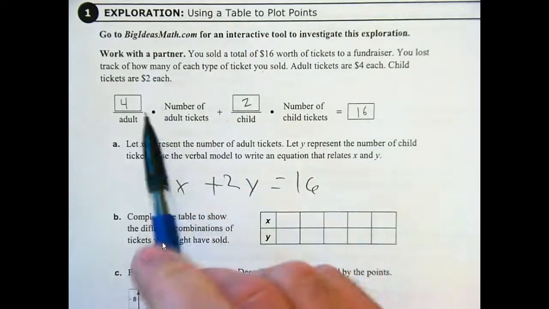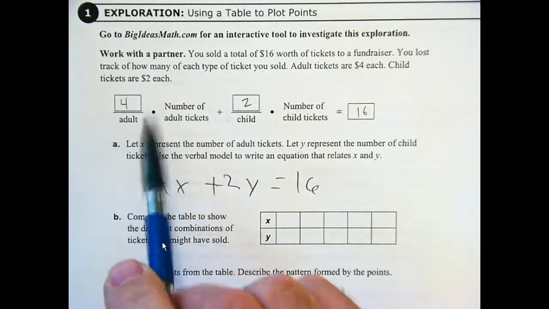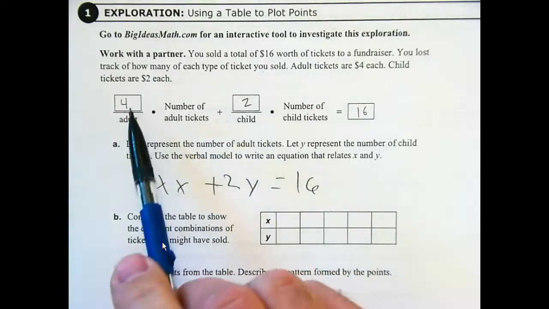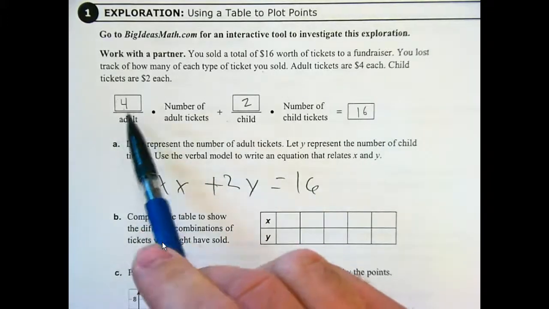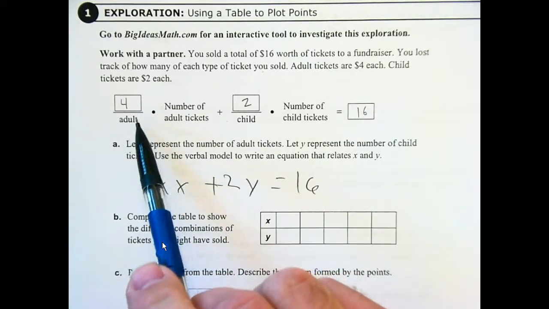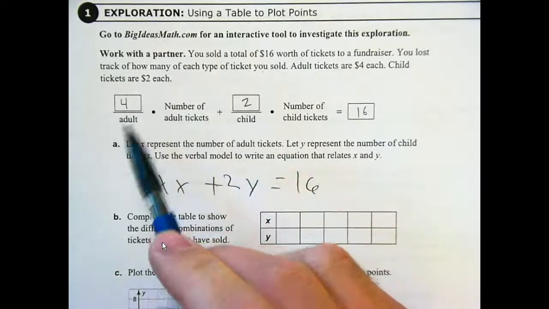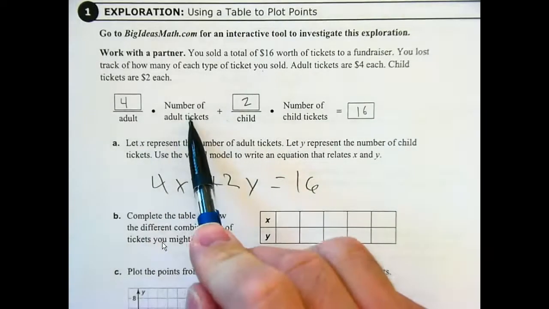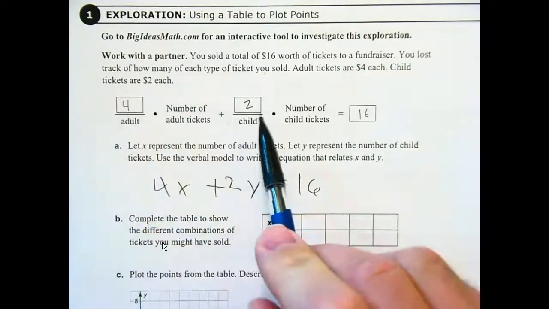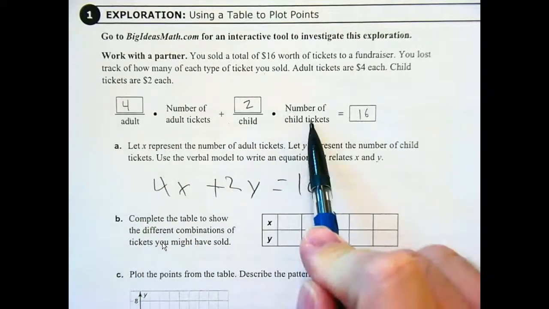This first part, 4 per adult. Cassie, Daisha, she wrote them up, so you got to get the answers here. How did she get 4? Yeah, it's $4 per adult, right? So in this problem, an adult ticket's worth 4. A child ticket is worth 2, and we can spend a total of 16.